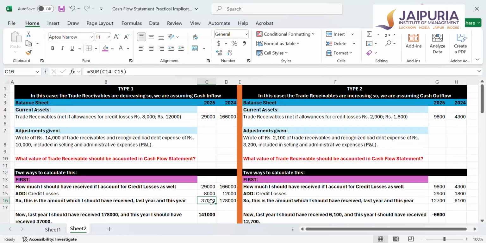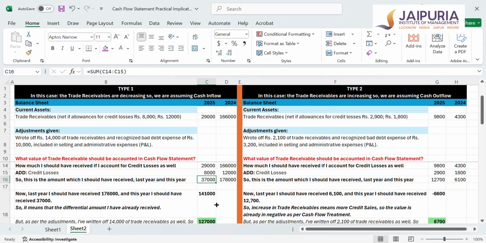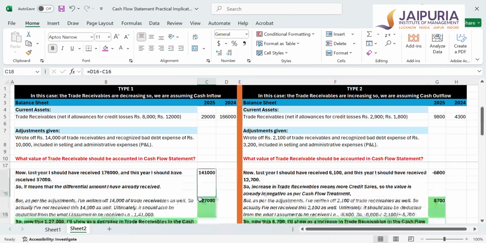The value of trade receivable is decreasing. It means that I have actually received the differential value, and that's why it has decreased. Last year 1,78,000 I should have received, this year 37,000. It means the differential value of 1,41,000 I have actually received. But in the adjustments, it is given that I have written off 14,000 of trade receivables. So if I assume that I should have received 1,41,000, then this 14,000 should also be adjusted.